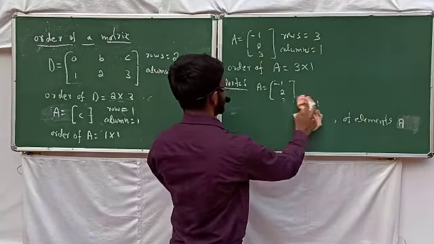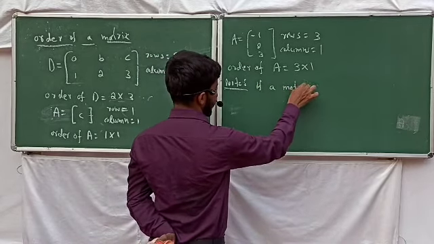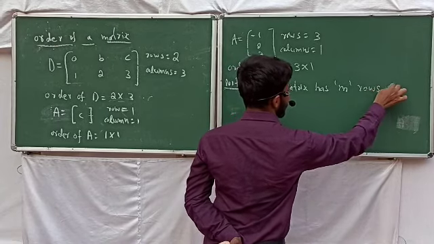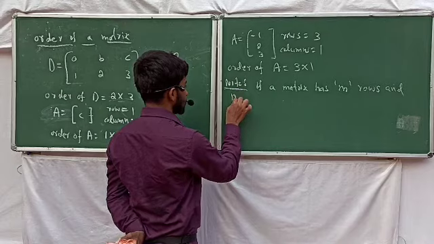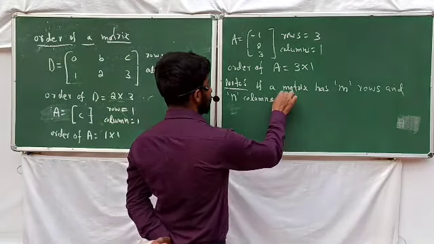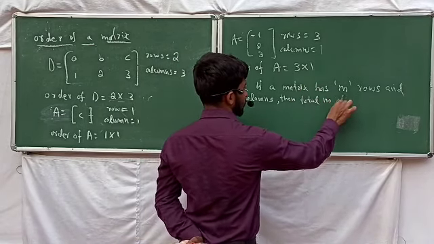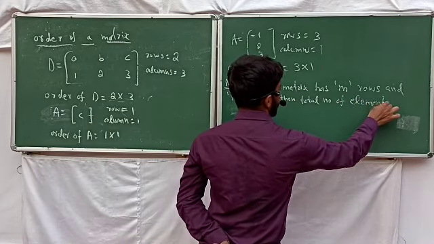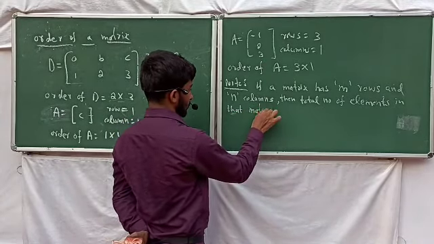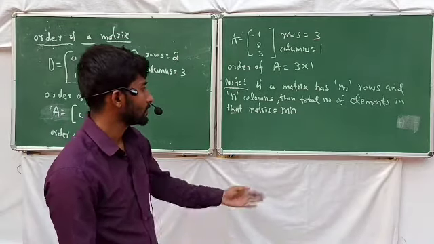Okay. In general, the note says, if a matrix has m rows and n columns, then the total number of elements in that matrix is equal to m into n. Total number of elements in that matrix is equal to m into n.